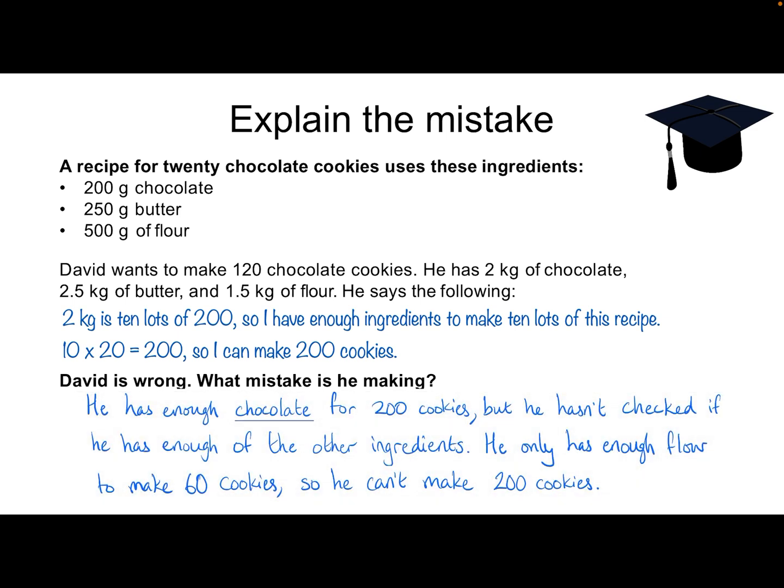Okay, he has enough chocolate for 200 cookies, but he hasn't checked if he has enough of the other ingredients. He only has enough flour to make 60 cookies. So we can't make 200 cookies, okay? It seems that flour is the constraining ingredient for this recipe. So 60 cookies was the maximum he could make. Okay? Right, I'm going to stop.